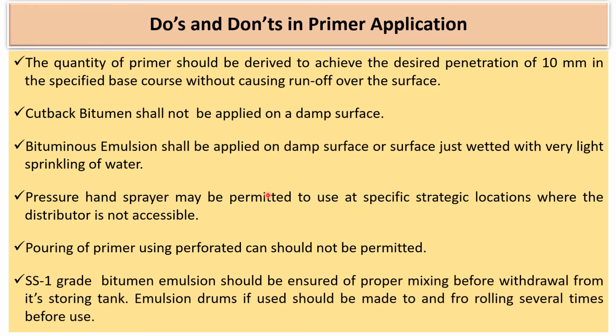If slow setting bitumen emulsion is used at site for priming, proper mixing should be ensured before withdrawal from the storing tank, if they are stored at site in tanks. If bitumen emulsion or cutback bitumen in packaged drums are used, they should be rolled to and fro several times before use at site, as there is every possibility of settling of bitumen particles in the emulsion below.